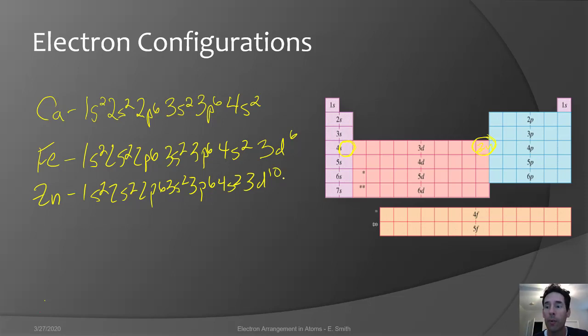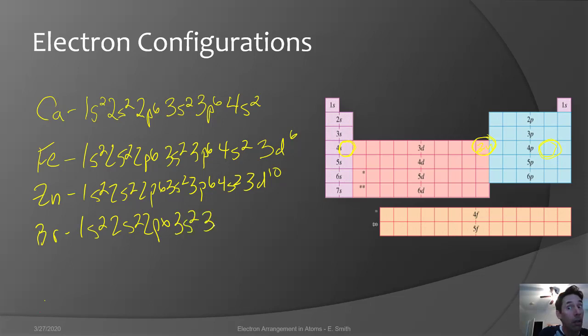Now let's say, for example, we want to write the electron configuration for bromine. So bromine, 1s2, 2s2, 2p6, 3s2, 3p6, 4s2, 3d10, 4p5. Try a couple others. See if you can write them. Check online for your answers.